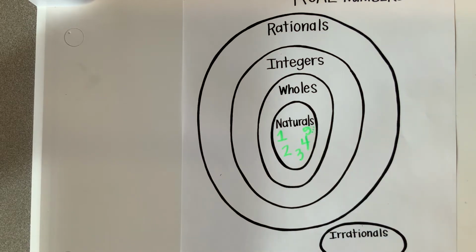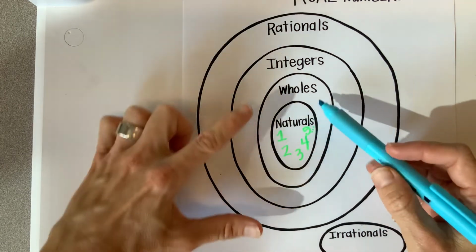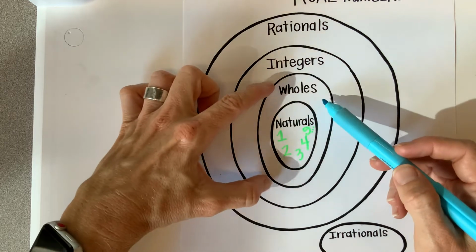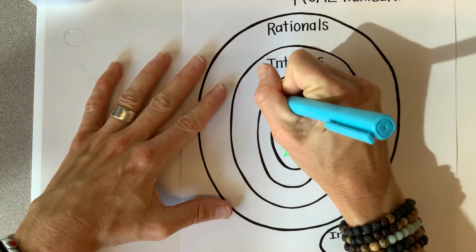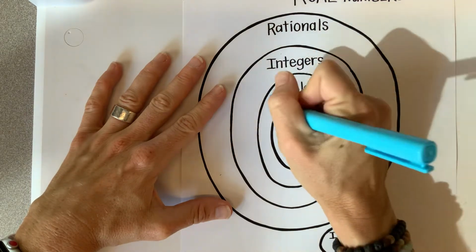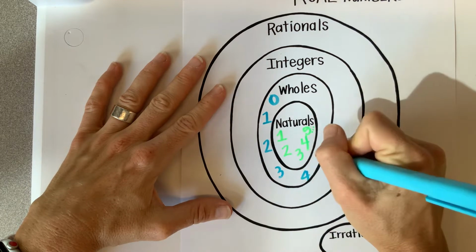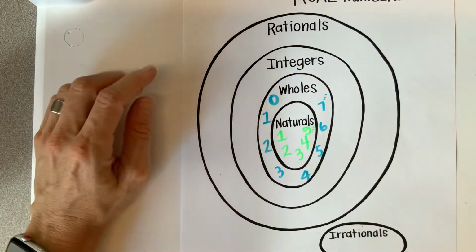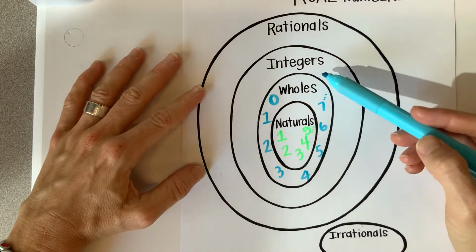The next classification of numbers, which includes all the natural numbers, is called the whole numbers. So notice how this segment falls within this other one. And it also includes the number 0. So 0, 1, 2, 3, 4, 5, 6, 7, ... and it continues.